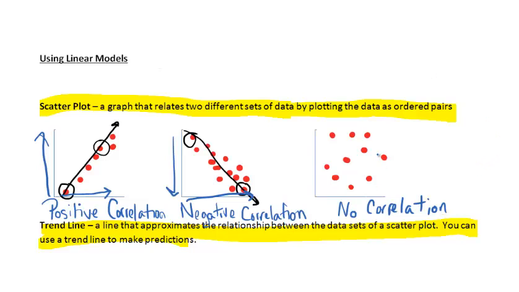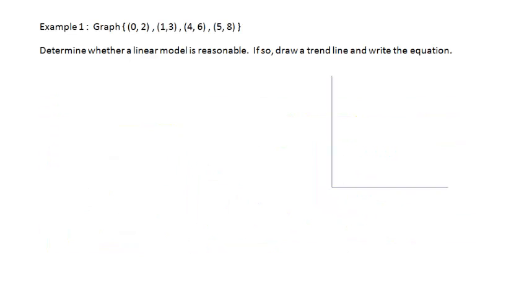Okay, let's apply this concept to our first example. Here we're being asked to graph these ordered pairs and to then determine whether a linear model is reasonable, and if so, to draw a trend line and write the equation. Okay, so I'm going to put some tick marks in here. Okay, and I need to plot each of these.